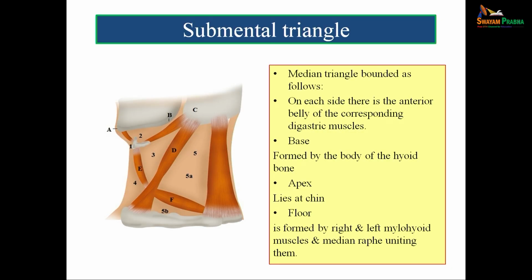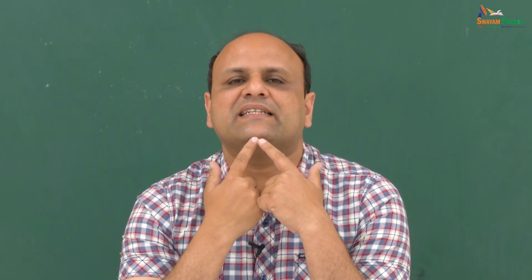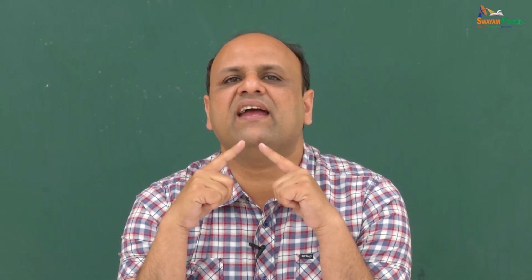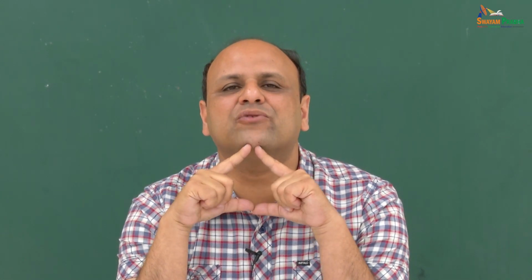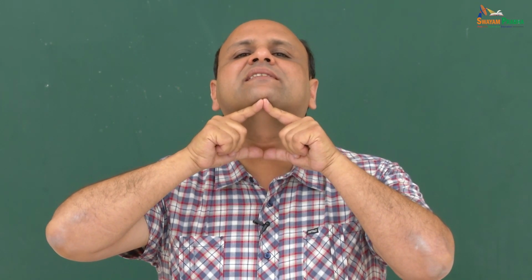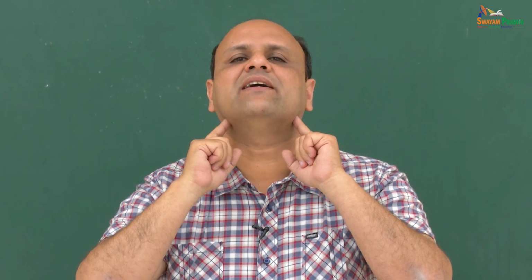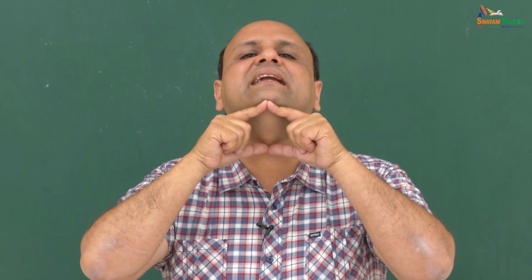Then we have a median triangle which is called the submental triangle. If we see the slide now, it is marked by 1. So 1 represents the area of the submental triangle. Now if you look at me, this is my chin. If I put my 2 index fingers like this and I join my 2 thumbs below, then this region is the region of the submental triangle. So a person will have 2 digastric triangles, one on the right side, one on the left side, but a person will have only one submental triangle, which is a median triangle.